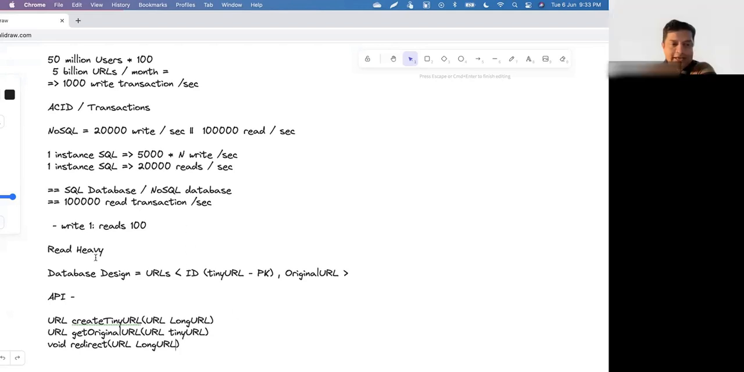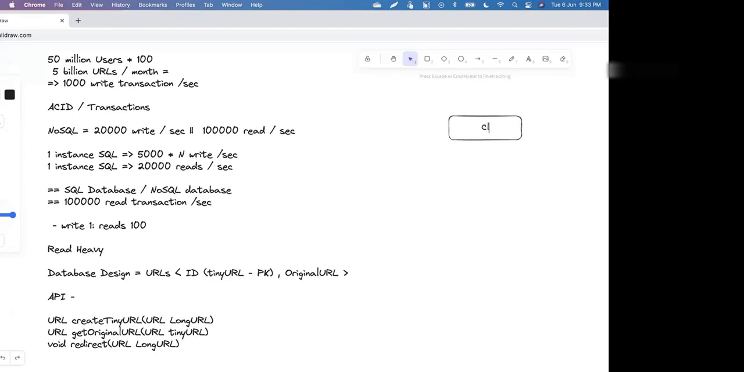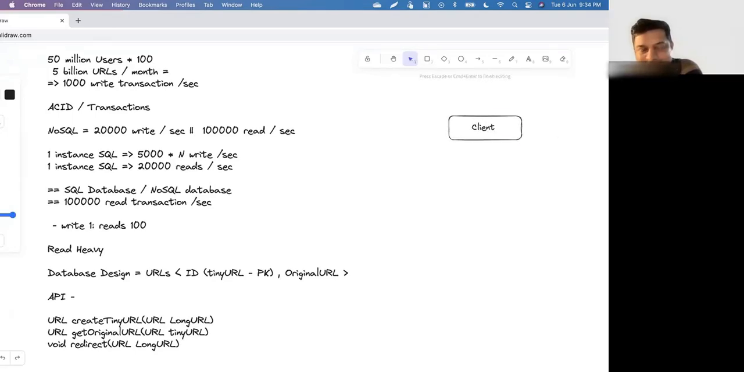So this is your API design. This is your database design also. Now, talk about the system architecture. What components would you need? You'll need a client to make a call. You'll have a UI where you will add the long URL and make the call by clicking on submit. What will happen next?